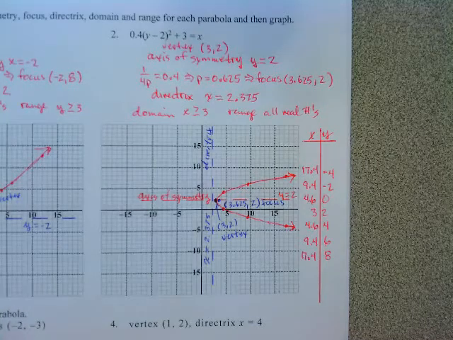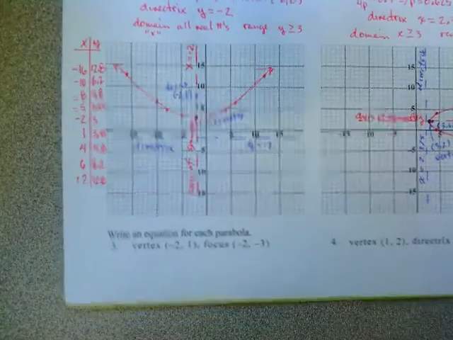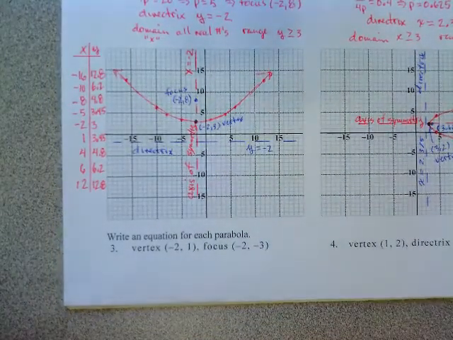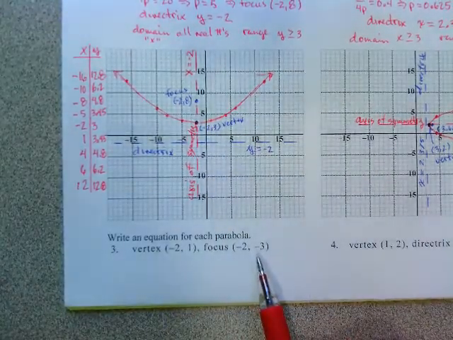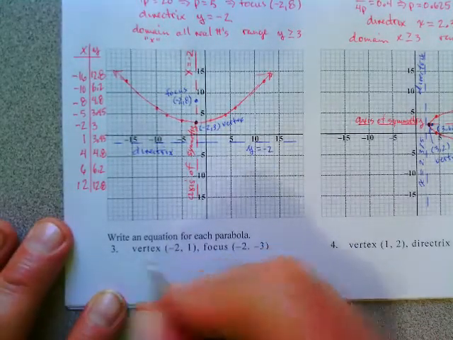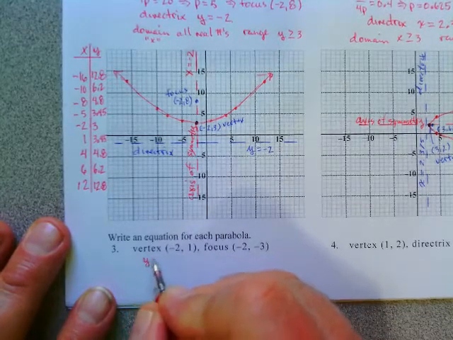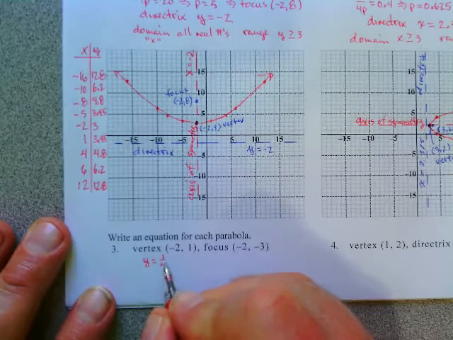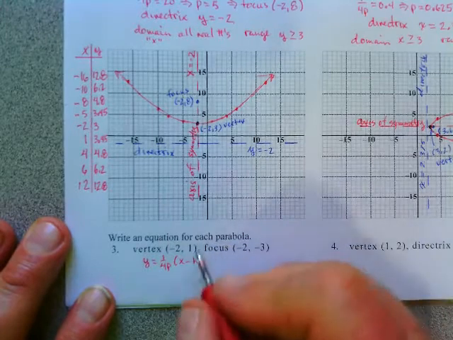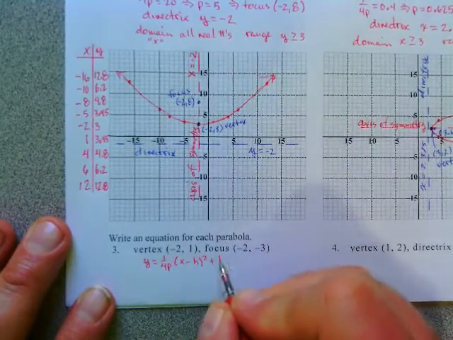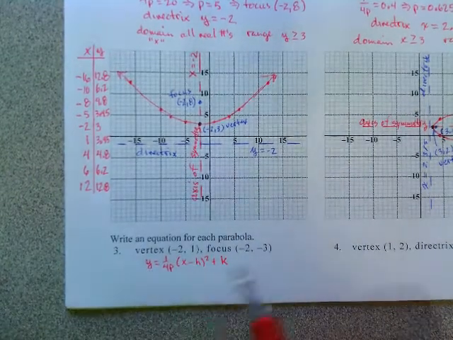Alright, so to finish off, what if they give us a little bit of information? What would be the equation of the parabola? So here we have the vertex and we have the focus. Now remember that this one has y equals 1 over 4p (x minus h) squared plus k.